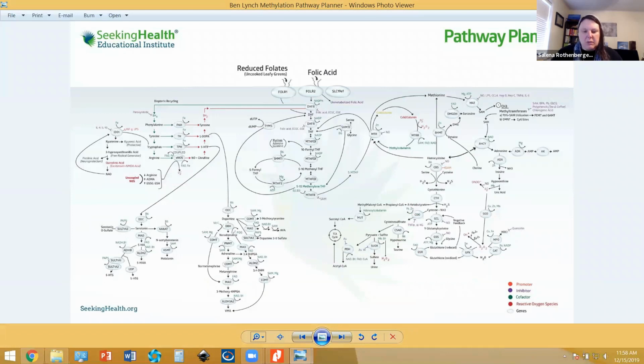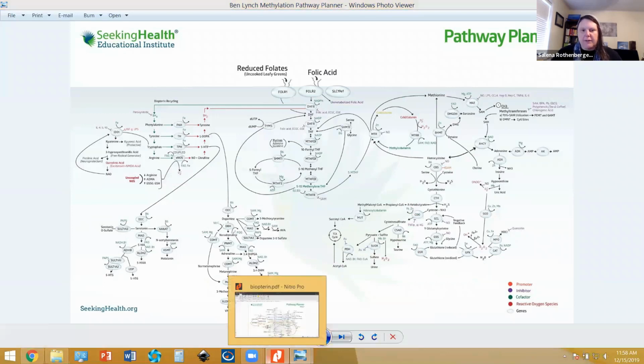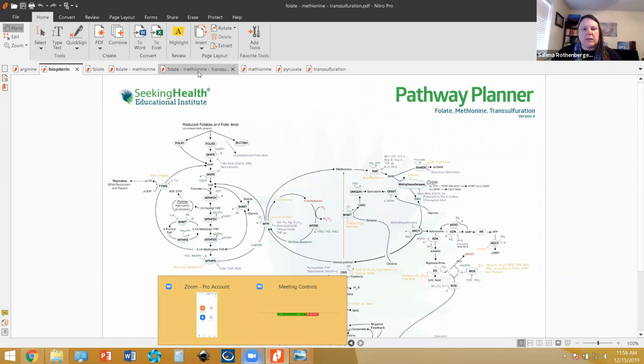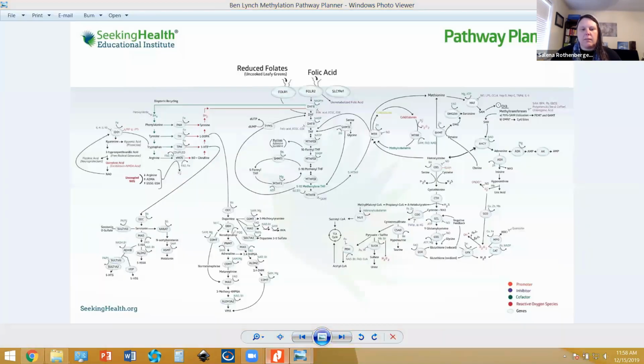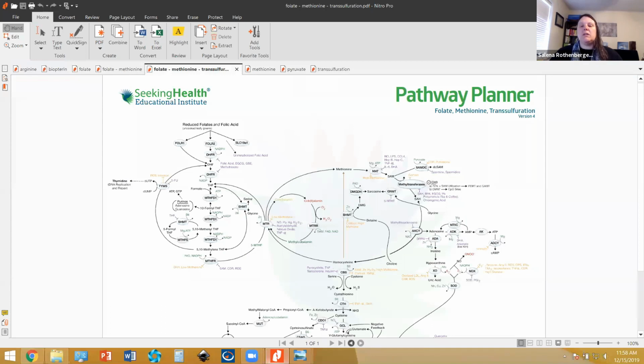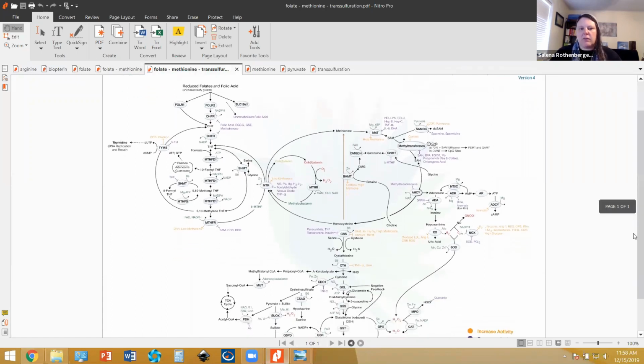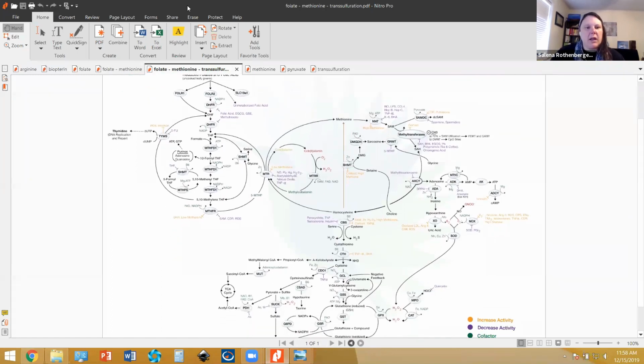So let me zoom in on just a few of these, so it's not quite so many here. This is a little bit clearer. This one here is the folate methionine transsulfuration chart. And let me get it where you can see all of it here. MTHFR, and I think I can highlight, hopefully. I can't highlight. Oh, so MTHFR is over here on the left, in this bottom circle here.